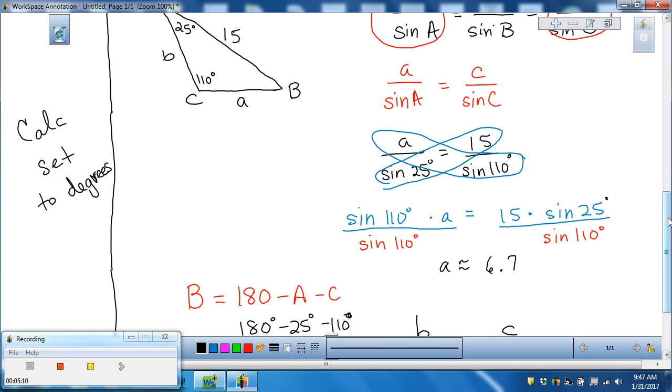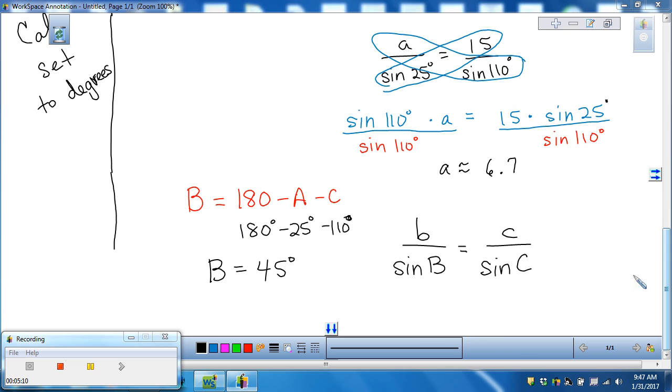C was 15 over sine of 110. And B, little b, we don't know. Big B is 45, so we're going to do the sine of 45. Once again, we're going to do our cross products, and we're going to simplify and see what we get. So go ahead and pause, see if you can do your cross products, and we'll come back with the answer.